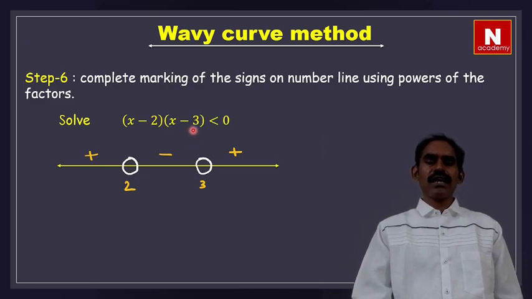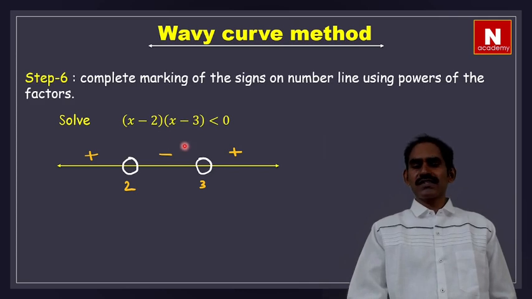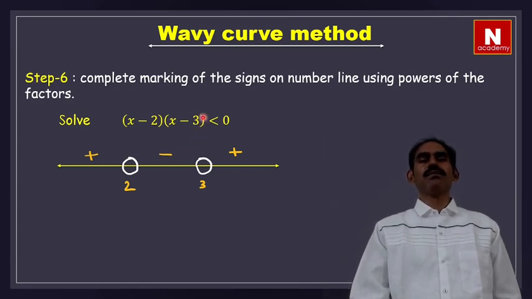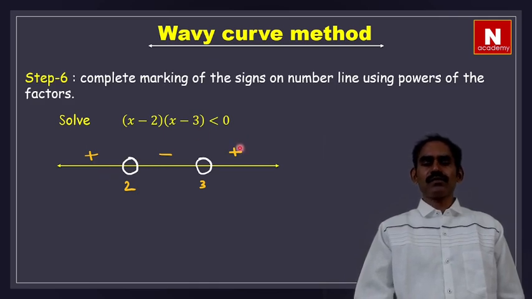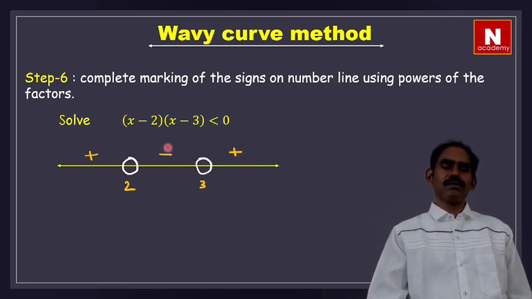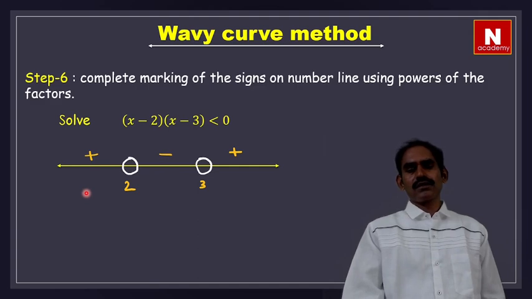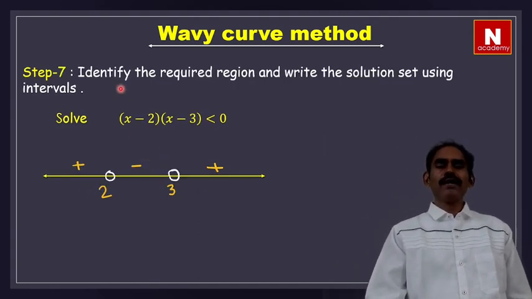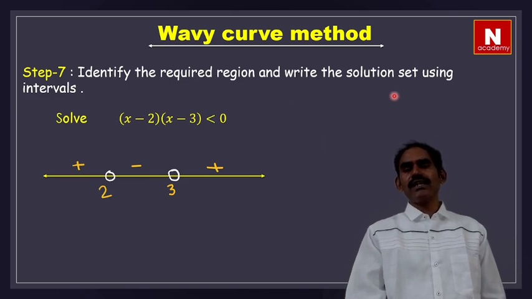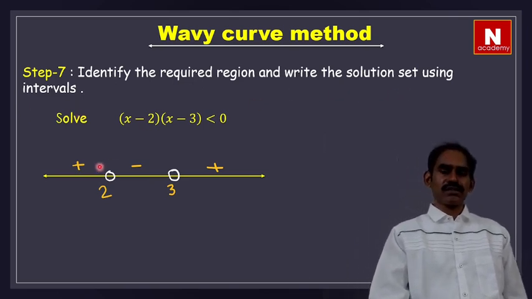We will explain with another example how to mark the sign when the power of the factor is even. Okay. So for this example, marking the signs is completed: plus, minus, plus. Next, let us move to step 7. In this step, identify the required region and write the solution set using the intervals.